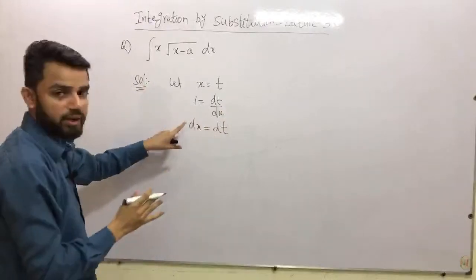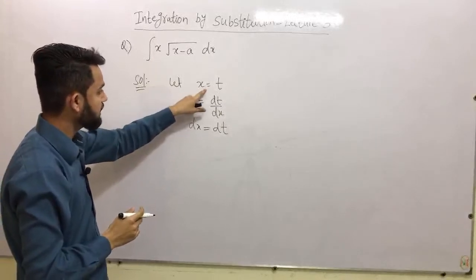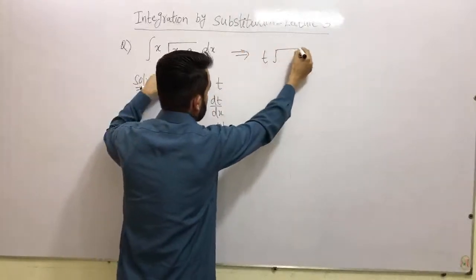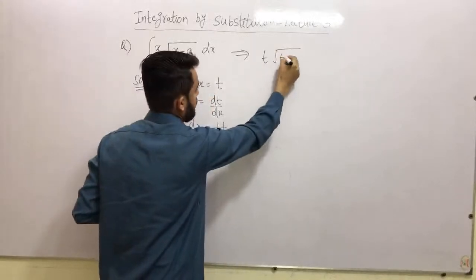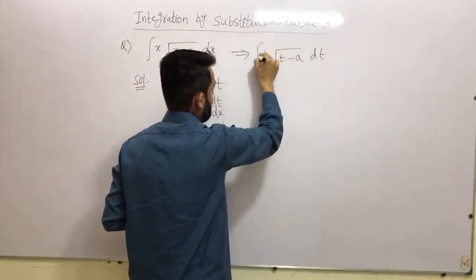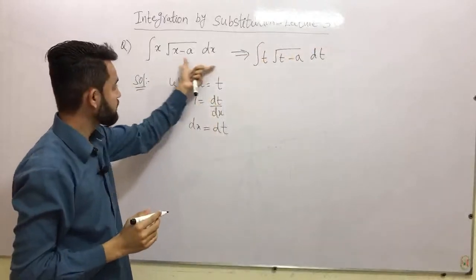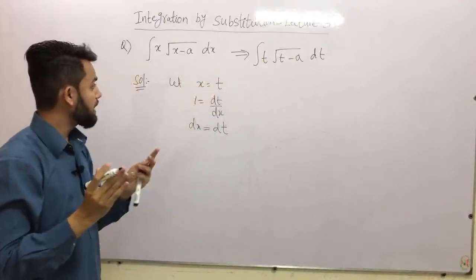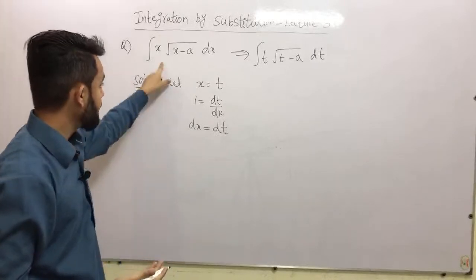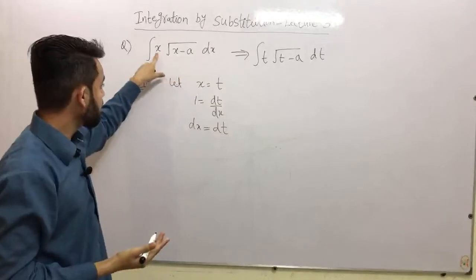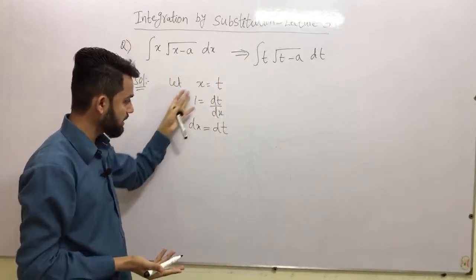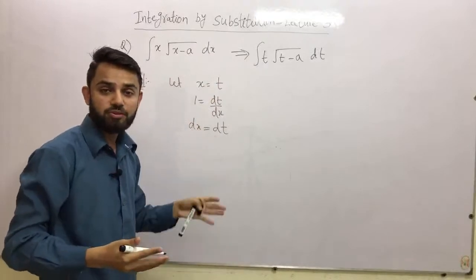Now I want you to plug in all these things. We said that x is equals to t, so you can write t, and the square root of x minus a becomes square root of t minus a, and dx is equals to dt, so I write dt. The reason I have written these two integrals is so you can make a comparison. I told you that the purpose of doing the substitution is to make your question easy. Now compare these two results. Nothing happened. We have converted x into t and the integral remains the same. So it means that the substitution we did in this question is wrong or isn't able to give us what we are actually looking for.